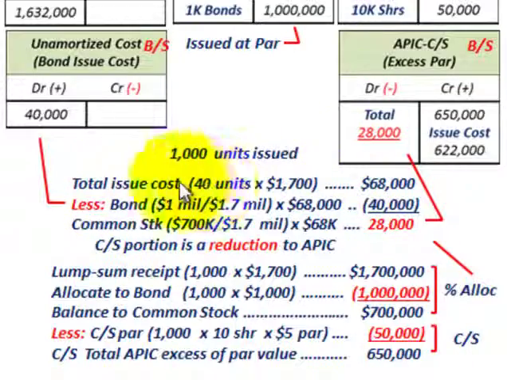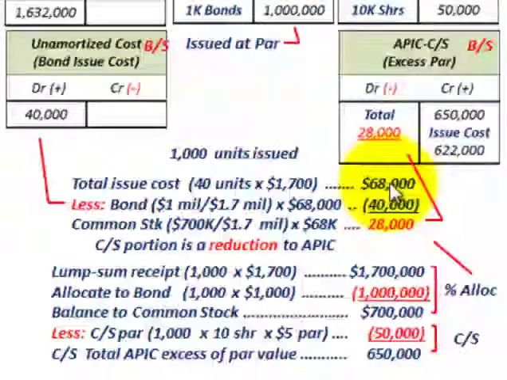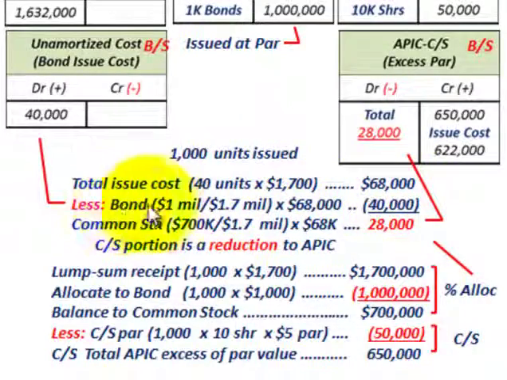So again, we can go through here and let's look at this. Our total issue cost, we looked at that before, 40 units times $1,700 per unit, that was $68,000. Now, less our bond amount, remember that fractional amount, total bonds at $1 million over total receipts of $1.7 million, that times the total issue cost of $68,000 gave us $40,000. Okay, maybe we ought to look at this real quick, the $40,000. So we calculated that our bond issue costs were $40,000.